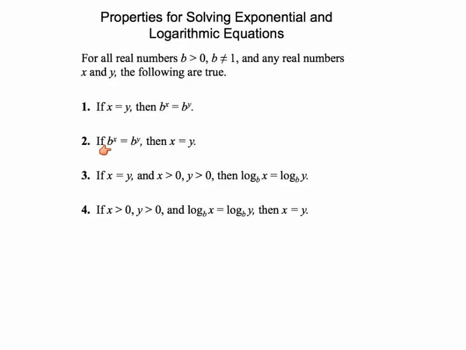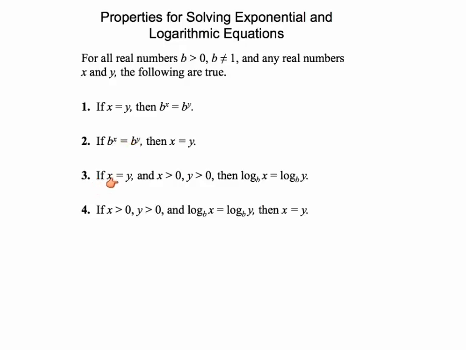Number 2, if b to the power of x is equal to b to the power of y, if the base is the same, then the exponents must be the same. Then x must be equal to y. So we can conclude, from b to the power of x is equal to b to the power of y, from there we can say, well, x must be equal to y.